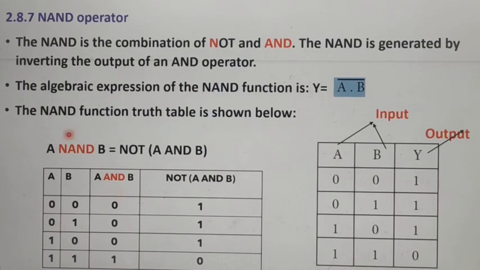Next point, the NAND function truth table is shown below. This is the truth table for the NAND function. Here first we have to find A and B. We know AND means if all the inputs are true, our output will be true. Next, NOT of A and B. NOT means if it is true, we have to consider it as false. If it is false, we have to invert it into true. So first one is 0, 0 inverted into 1. Then 0, 0 also inverted into 1. Then 0, 0 also inverted into 1. Next 1, 1 inverted into 0. This is the output for the NAND operator.